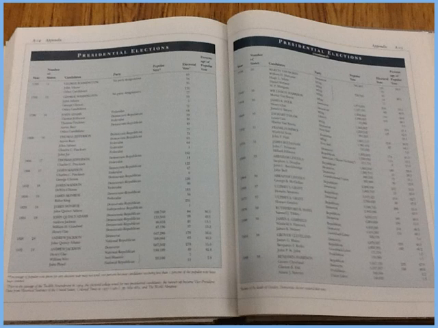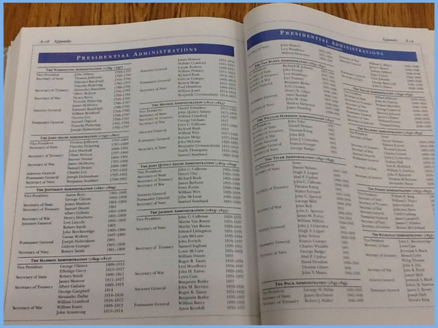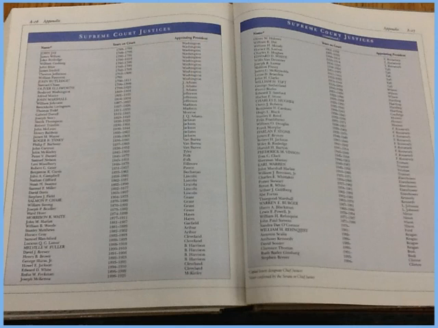In the back, you'll also find the presidential elections. If I'm simply asking you, well, who was president during 1864 or 1884? Well, it's helpful to be able to flip to the back of your book and quickly find who that might be. In case you need a little extra reference, you might even want to know who the Secretary of Treasury was or who the Secretary of War was under any given president.